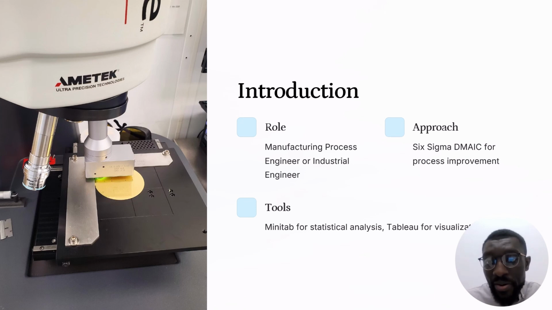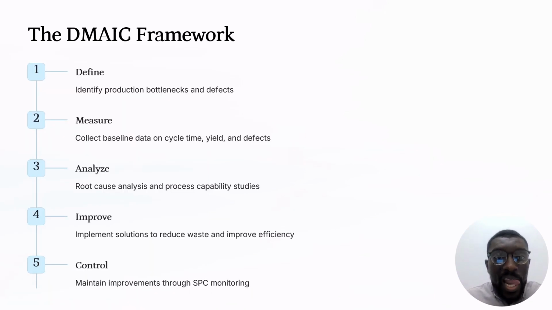And then the approach here will be using the Six Sigma DMAIC method for process improvement. And the tool will be Minitab, which is also a statistical process analysis tool, and then also Tableau for visualization. And then on the left hand side, that was one of the tools. We were actually measuring one of the wafers that I was working on. So that's basically that.